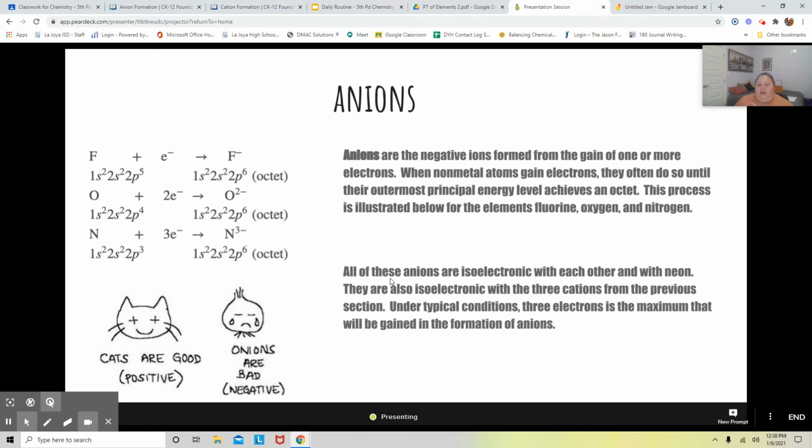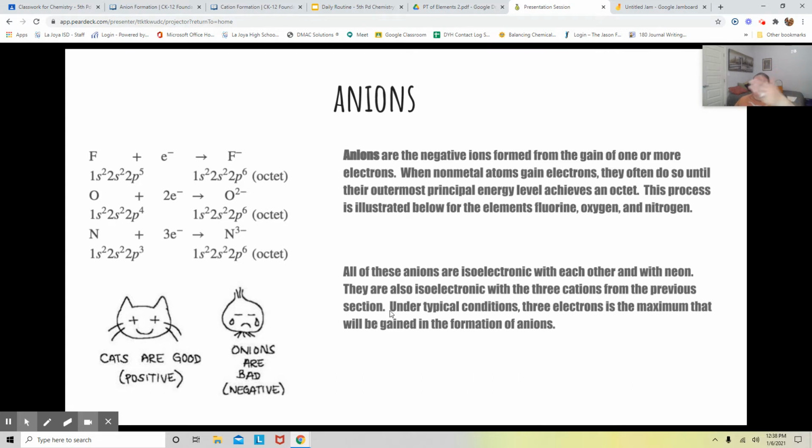Okay. All of these anions are isoelectronic with each other and with neon. They are also isoelectronic with the 3 cations from the previous section. So yesterday when we talked about sodium, magnesium, and aluminum, they all ended up with the same electron configuration as neon. We said that they were isoelectronic. The same thing is happening here.